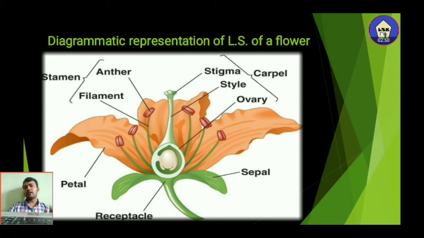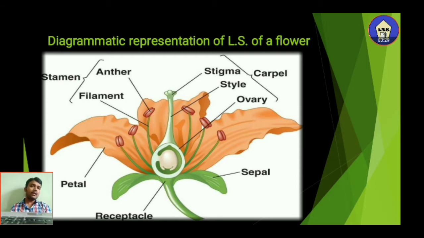We can classify the floral parts into two major types. One is called essential floral organs. The other category of floral parts is called non-essential floral parts. Just remember, the floral parts are also called floral leaves, because the different floral parts are actually modified leaves. That's why they are called floral leaves, and we can also call them floral organs.